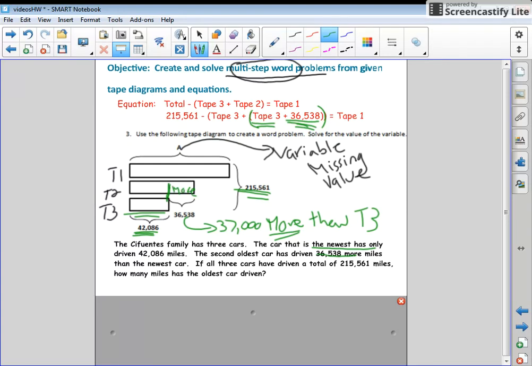And if all 3 cars have driven a total of 215,000 miles, I want to find out how many miles the oldest car has driven. And since it's the oldest car, it has the most amount of miles, and it's also our unknown variable. It's our missing value.